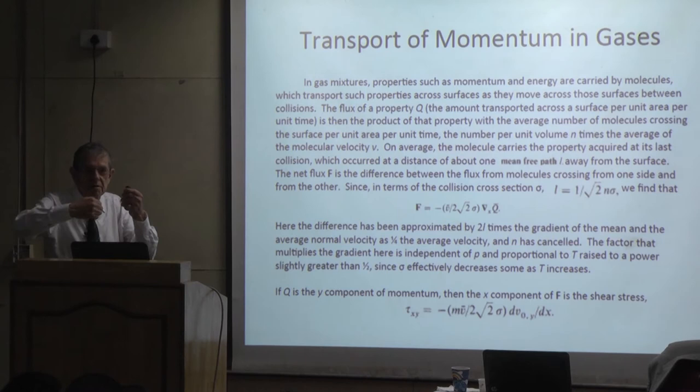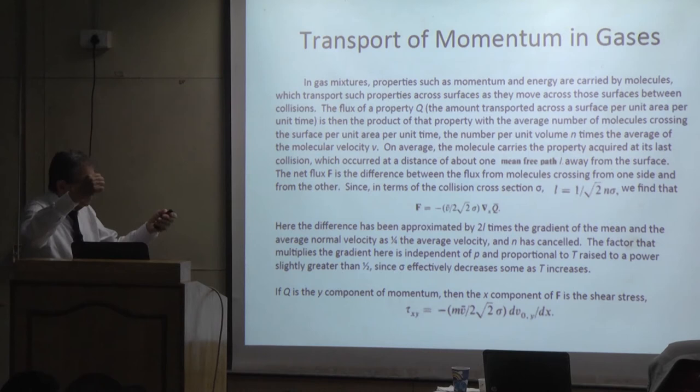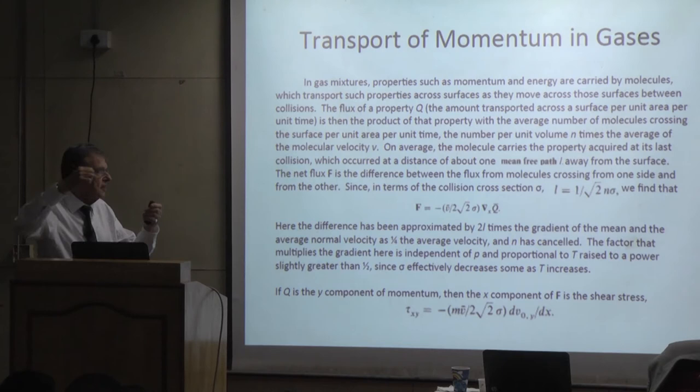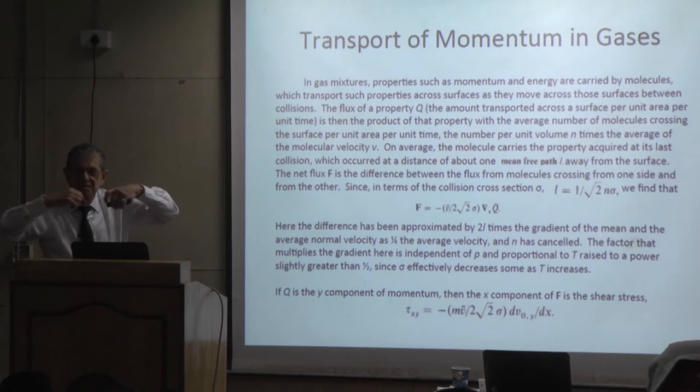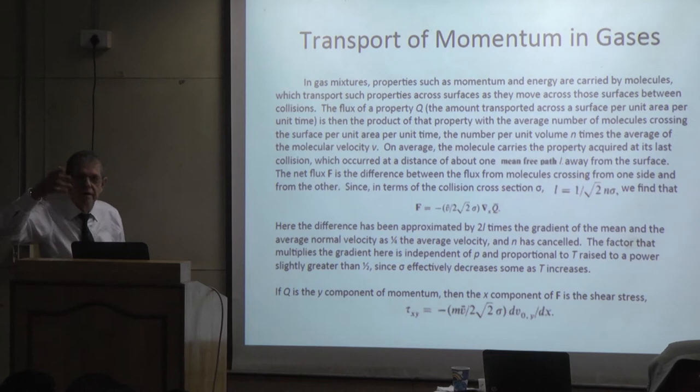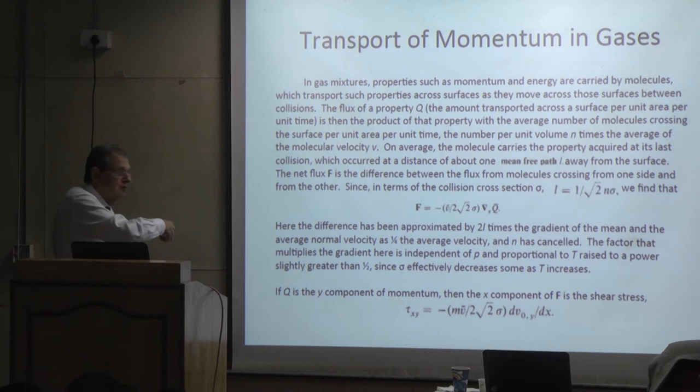So the molecule that's moving across the surface acquired this property some mean free path away by colliding with another molecule, okay? And so on the average, it acquired some average property which it carried across the surface when it moved across the surface, okay? So when two molecules collide, they exchange momentum, and so the molecule that went across the surface acquired some momentum by the collision with another molecule before crossing the surface. That's what it did. And so it carried that, on the average, that momentum across the surface.